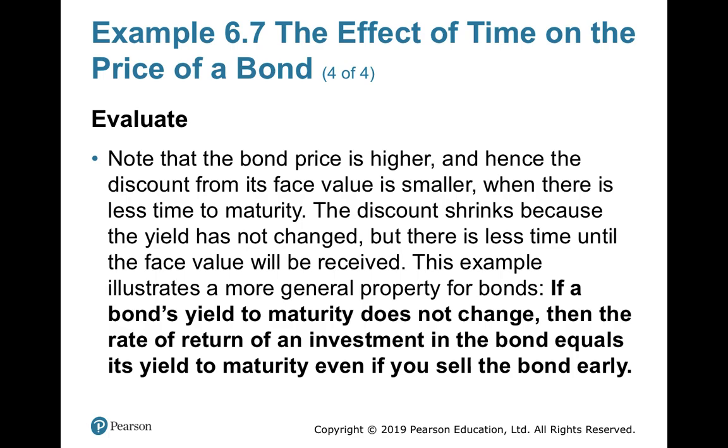Note that the bond price is higher and hence the discount from the face value is smaller. When there is less time to maturity, the discount shrinks because the yield has not changed, but there is less time until the face value will be received. This example illustrates a more general property of bonds. If a bond's yield to maturity does not change, then the rate of return of an investment in the bond equals its yield to maturity even if you sell the bond early.